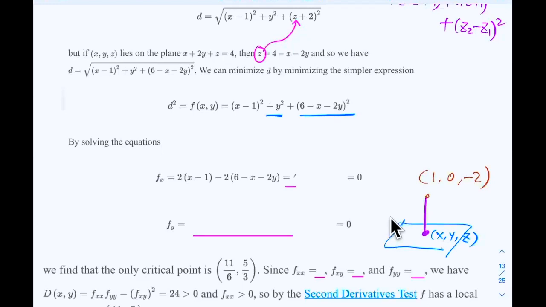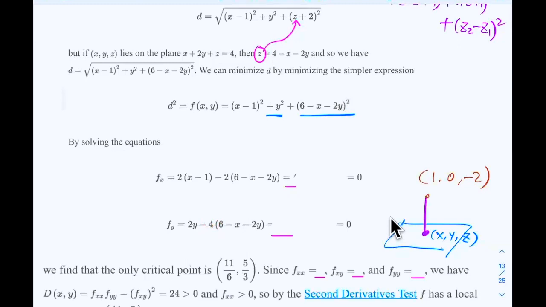You said 2y? Yeah, got it. 2y minus 4 times this. Okay, because the derivative of -2y with respect to y is -2. -2 times, and then you also have this 2 parenthesis to the first power. So this is a -4 here.